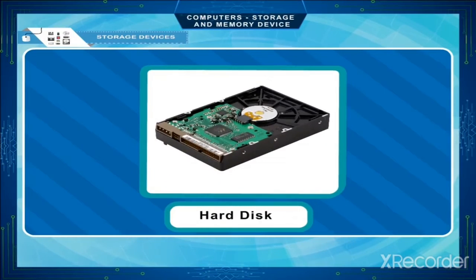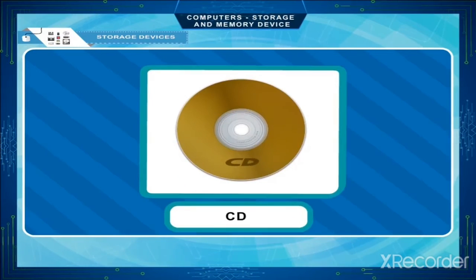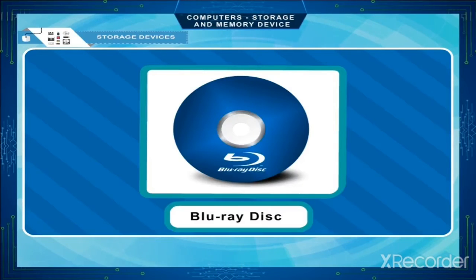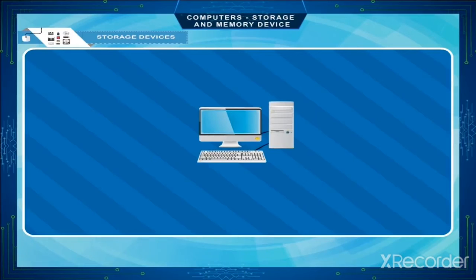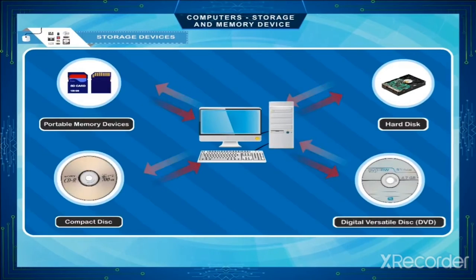Hard disk, pen drive, CD, DVD, Blu-ray disc. Storage devices provide a location where data can be stored when it is not being processed. A computer can read and input data from storage devices for further processing, and at the same time, it can store processed information onto these devices again and again.